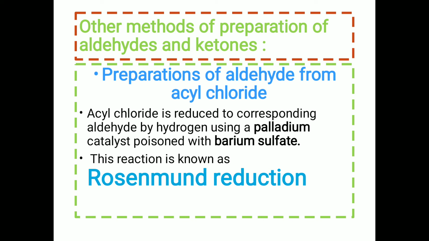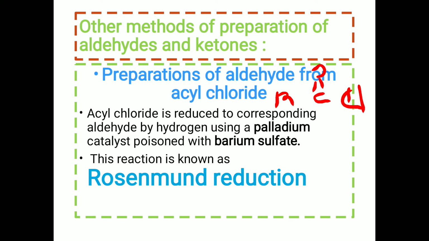Now next are the other methods for the preparation of aldehydes and ketones. First is from alcohol, second is from the other methods. In these other methods there are a total of 3 methods. First is the preparation of aldehydes and ketones from acyl chloride, that means acid chlorides, represented by the general formula RC double bond O Cl. Second is from nitriles, and third is from aromatic hydrocarbons.